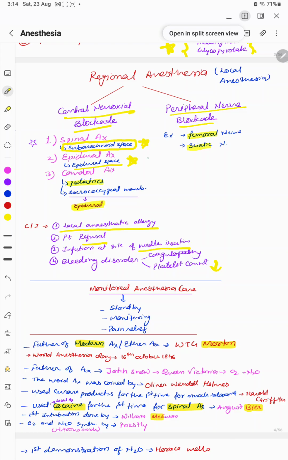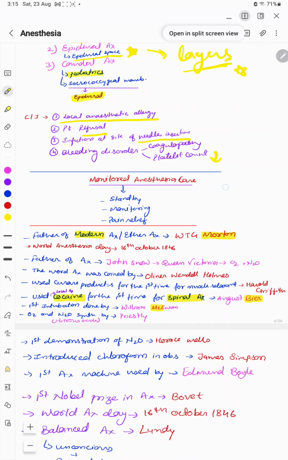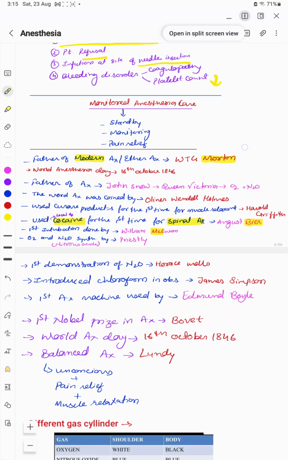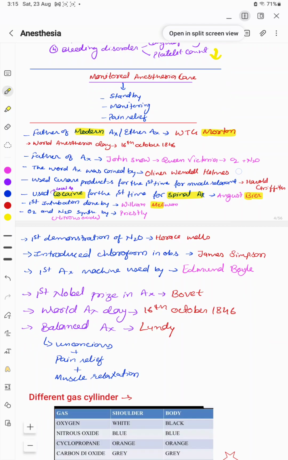We further see the layers which we pierce during spinal anesthesia, and epidural anesthesia is also important, we will see further. And now we know what the contraindication is. And monitoring, I already told you, standby monitoring, pain relief. This is the function, and this is the common point.